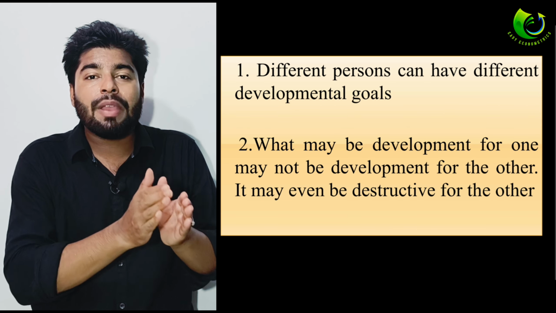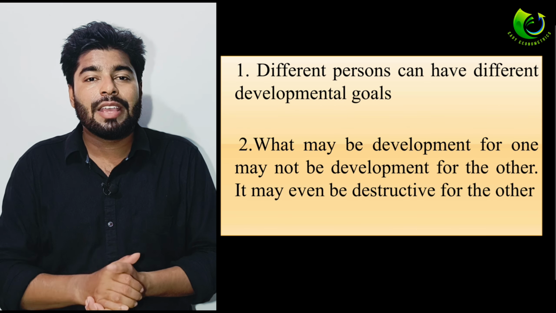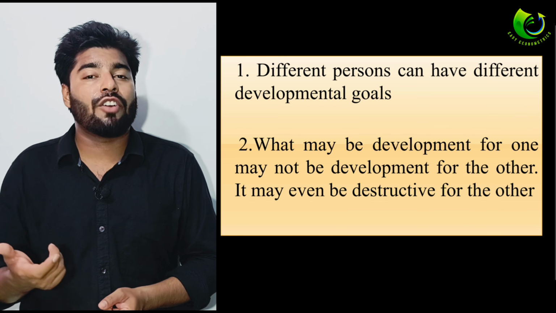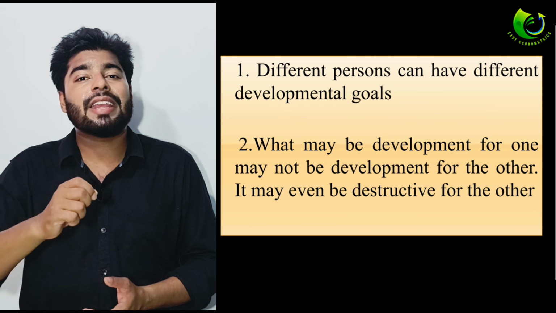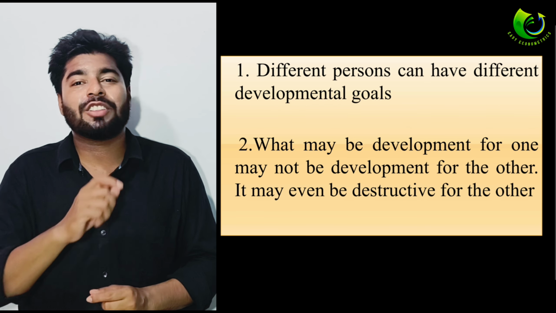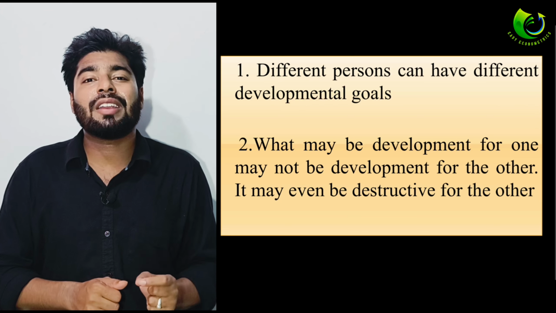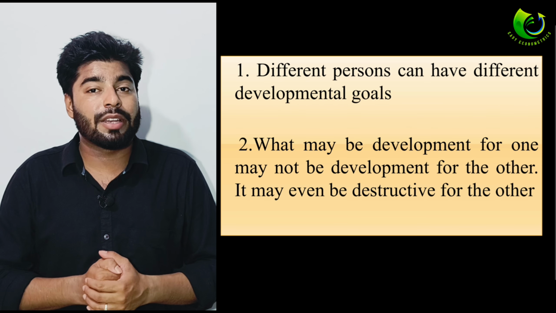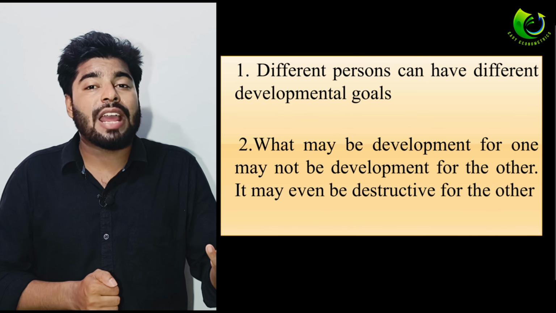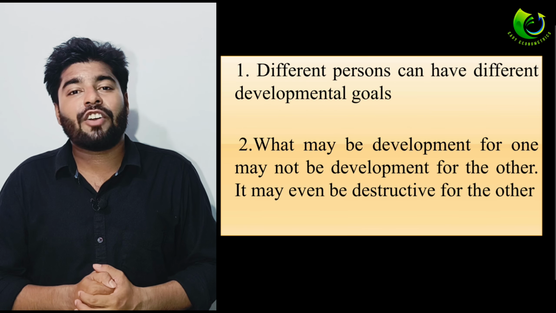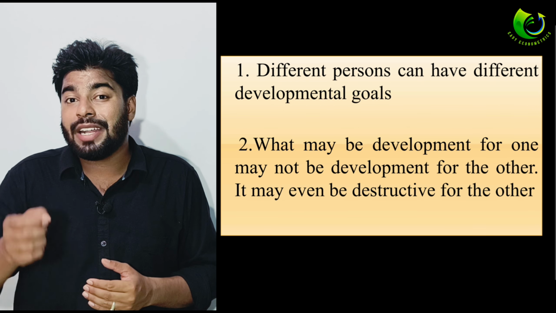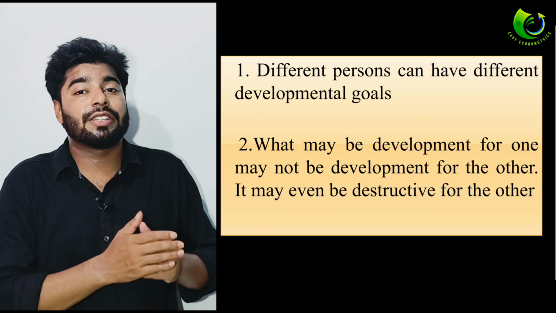Second point, what may be development for one person may not be development for another. It may even be destructive for others. For example, setting up a factory is development for the job seekers, but it is destructive for the nearby residents because it will create air pollution and noise pollution. Similarly, building a dam is development for the city people because they will get more electricity, but it is destructive for the villagers. Their houses get flooded.